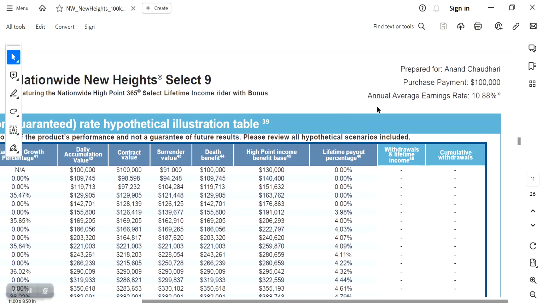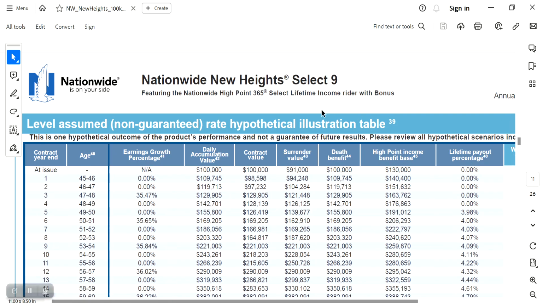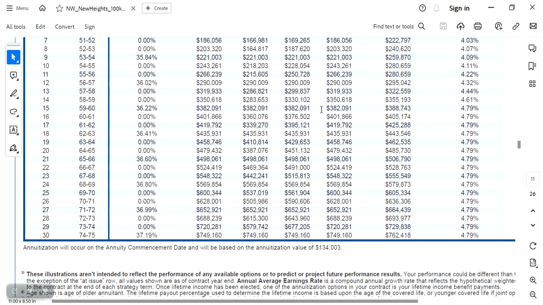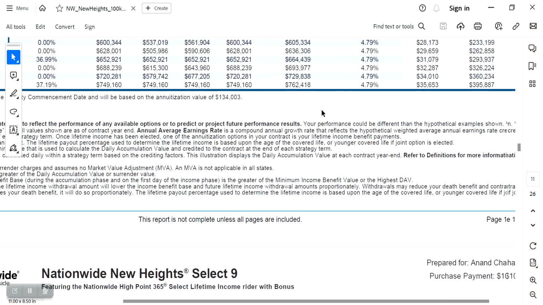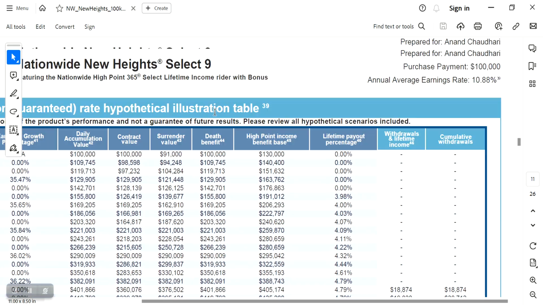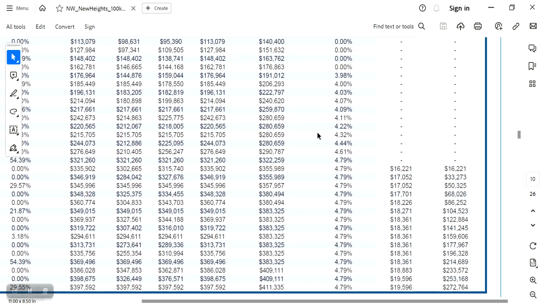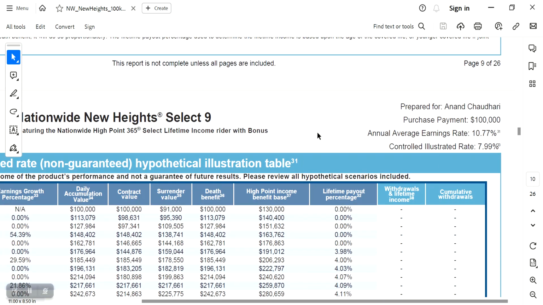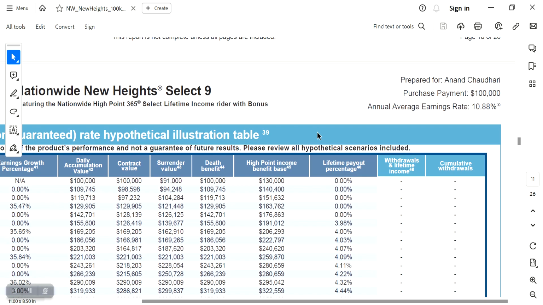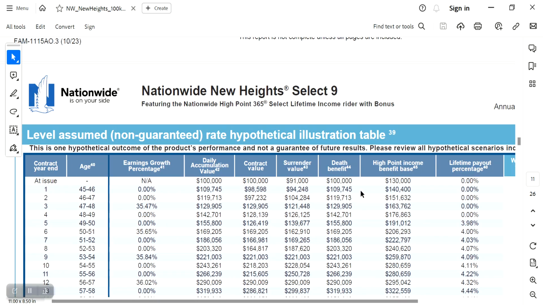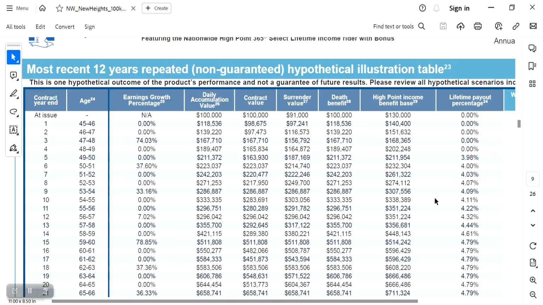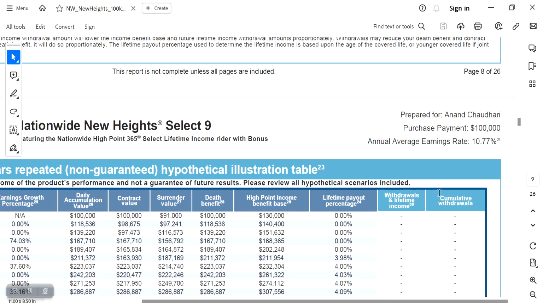And there's another table which says annual earning rate of 10.88. That's the level assumed, non-guaranteed. I believe it's page number 11. Yeah, page 11. So that is not controlled, but an annual average rate of 10.88. So that is pretty much the same as the first and second table then. That was 10.77, this is 10.88.